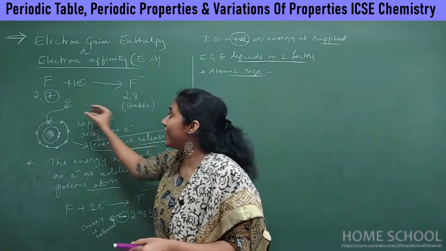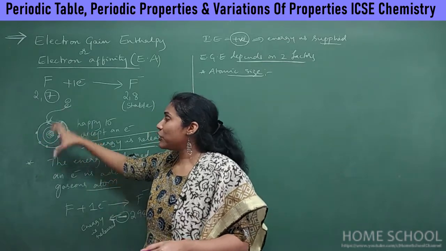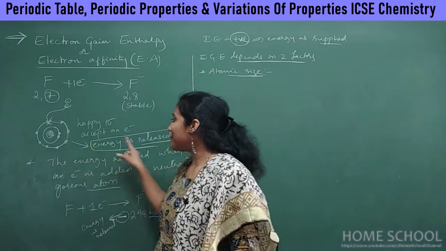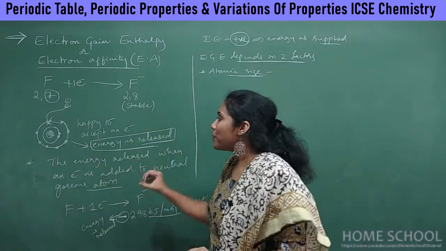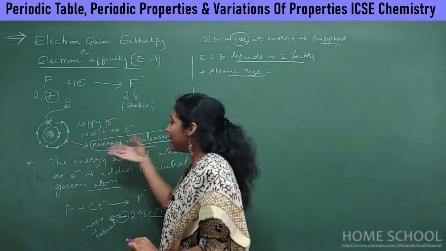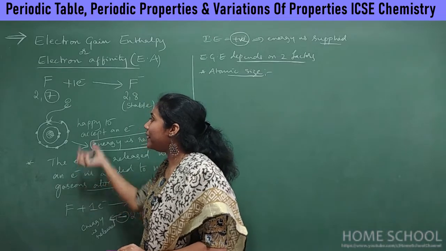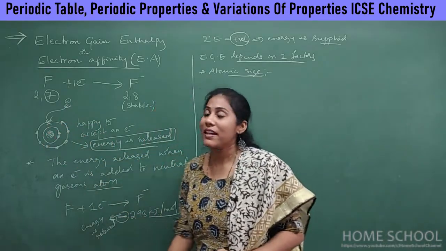So when the electron is nicely accepted by the nucleus, the electron is very happy, and that happiness is shown by the atom with the release of much higher energy. If the atom is happier, more energy is released. When can an atom feel happier? When the outsider electron is accepted very nicely by the nucleus.